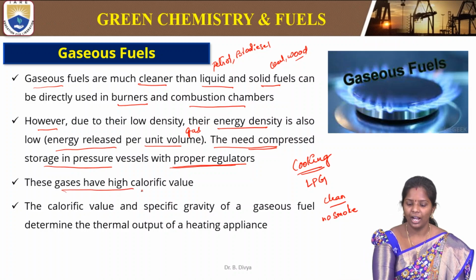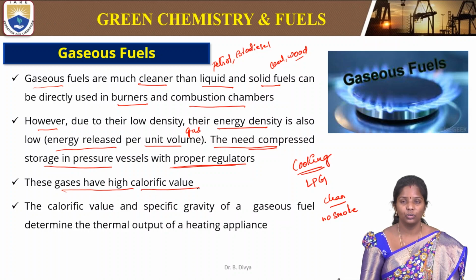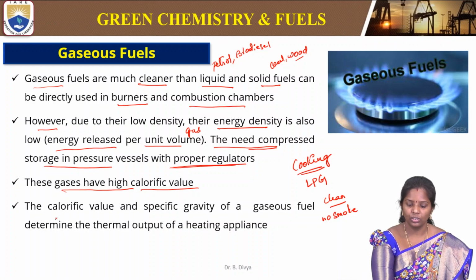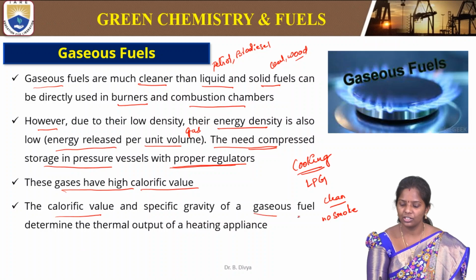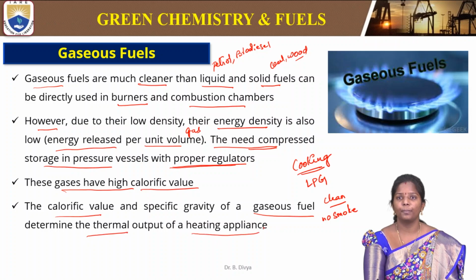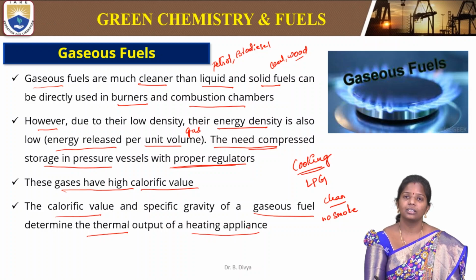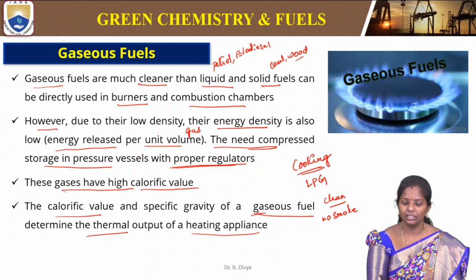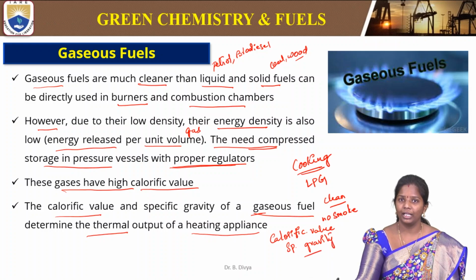These gases have high calorific value. They have very good calorific value that gives good energy for heating or cooking purposes. The calorific value and the specific gravity of gaseous fuels determine the thermal output of a heating appliance. So for any heating appliance, the output depends upon its calorific value and specific gravity. These two parameters are of high importance before we apply them for any application.